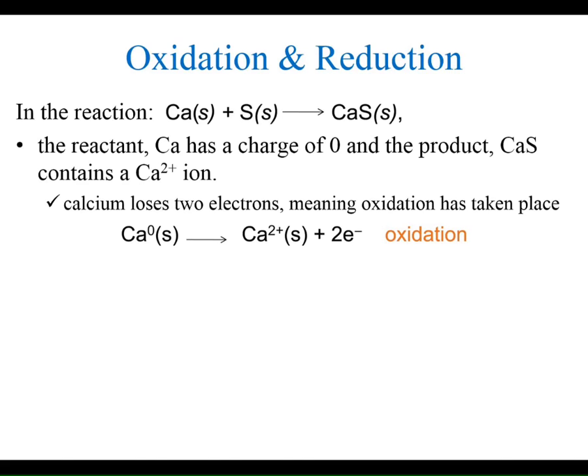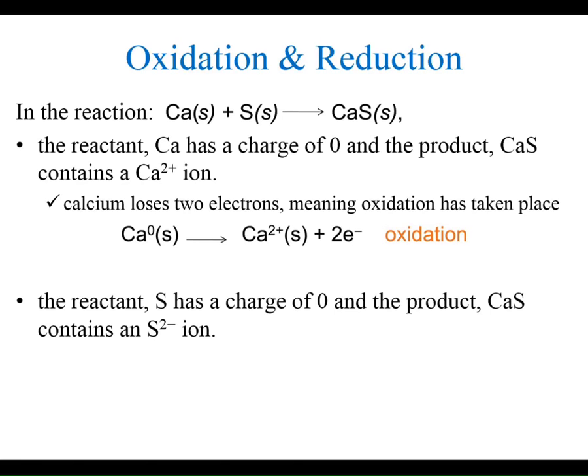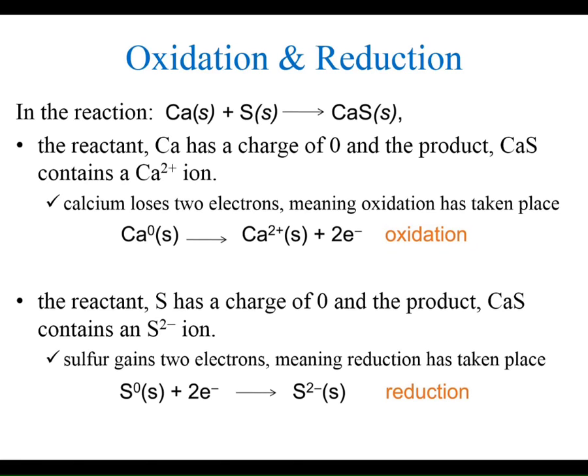Now how about sulfur? Sulfur on the left side, just by itself, is neutral. But on the right side, it's sulfide. Sulfide is 2 away from the noble gases, so it's 2 negative. If it went from 0 to 2 negative, it must have gained some negatives, right? So sulfur gained electrons. It was reduced. GER: gained electrons, reduction.